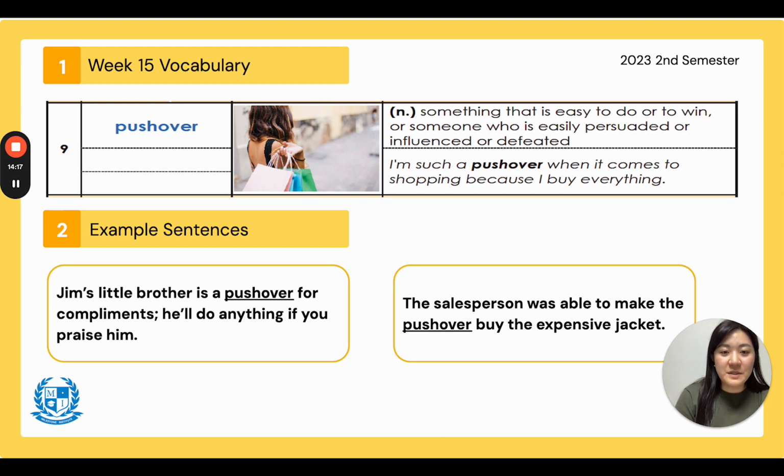Or, example 2, the salesperson was able to make the pushover buy the expensive jacket. Be careful. So when this person was going out to buy stuff, the salesperson was like, oh, that jacket looks so beautiful on you. That jacket just has your name on it. It is yours. And you're like, oh, really? It looks that good? Okay, yeah, I'll buy it. The pushover, who is easily persuaded or convinced, would buy the jacket.